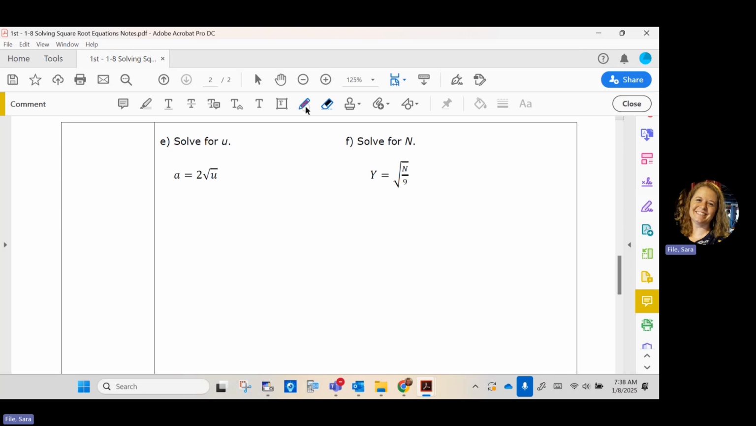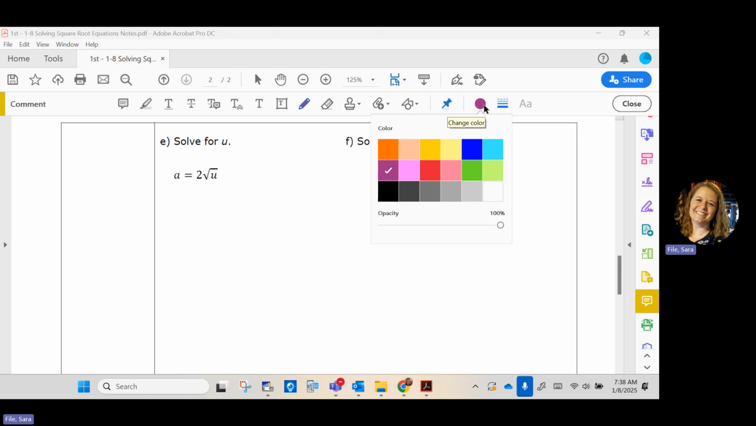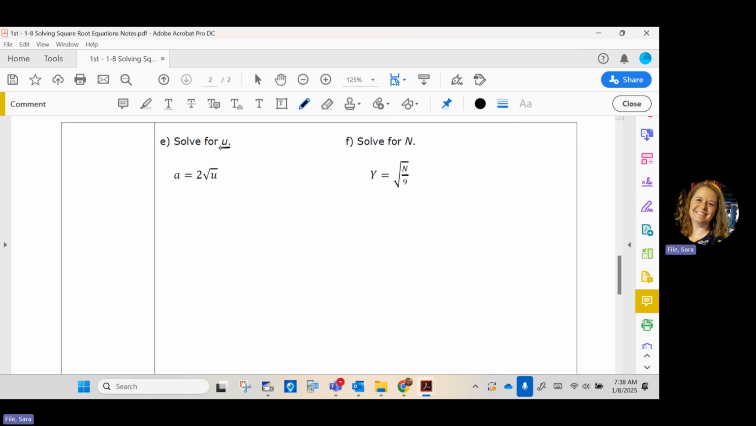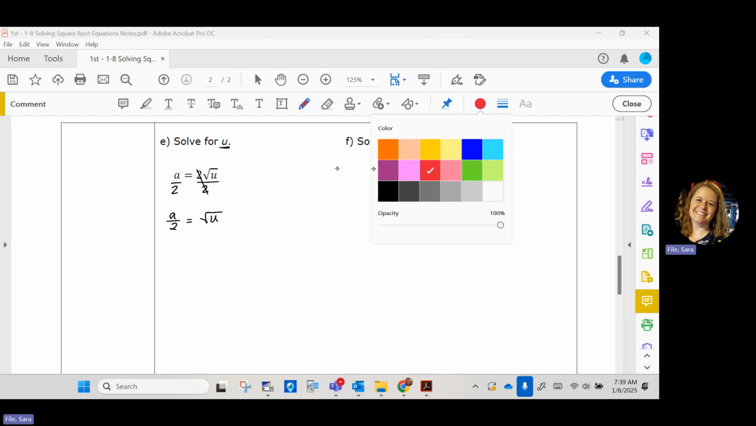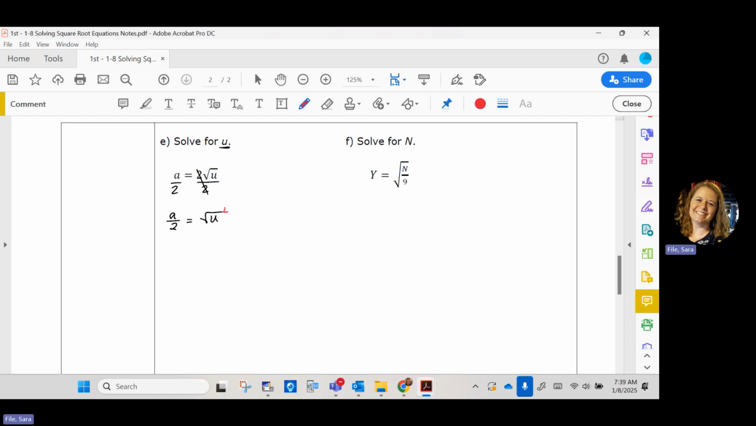Okay, so here I want to solve for u. So I just want to get the u by itself. So this is just understanding I need to get rid of the coefficient first with opposite operation. That would be division. So I'd have a over 2 equals the square root of u. And then to get rid of the square root, I would square.